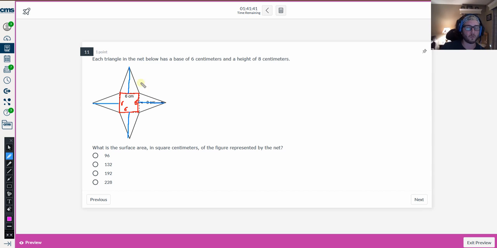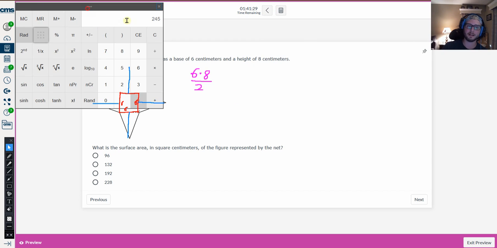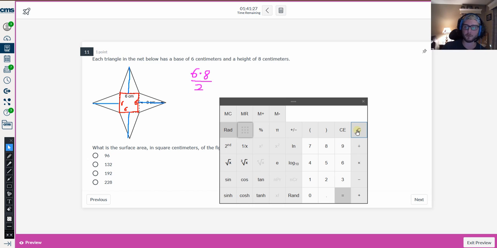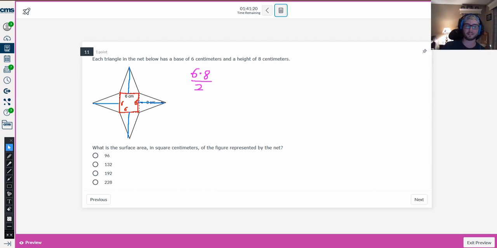That's important, and it is exactly what we need to find the area of each one. So the area of one of these triangles is going to be my base times my height divided by 2, or 1/2 times your base times your height. So I'm going to go ahead and find the area of one of these. We have 6 times 8 divided by 2. And I got 24 as the area for each of the triangles. So 24, 24, 24, 24.